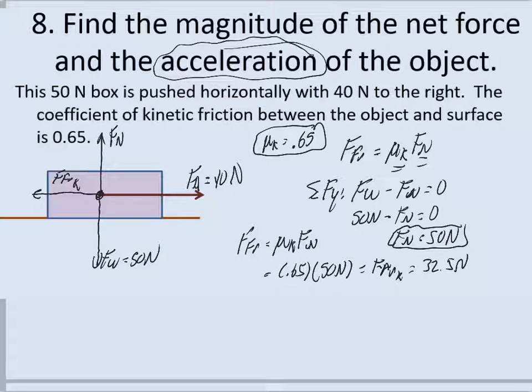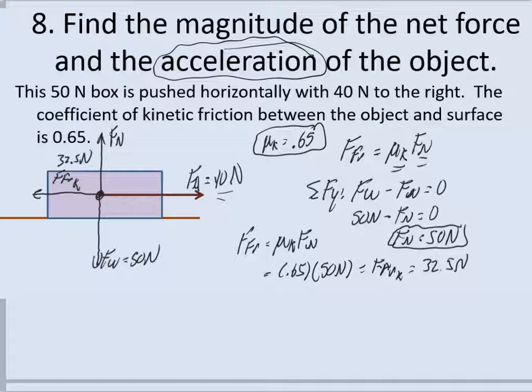Okay, so let's go back to our picture here. 32.5 newtons of friction force. How much is being pushed to the right? 40. Which one of these is greater, 40 or 32.5? Well, the 40 is greater, which means this box is accelerating to the right. Along what axis? Along the x-axis.